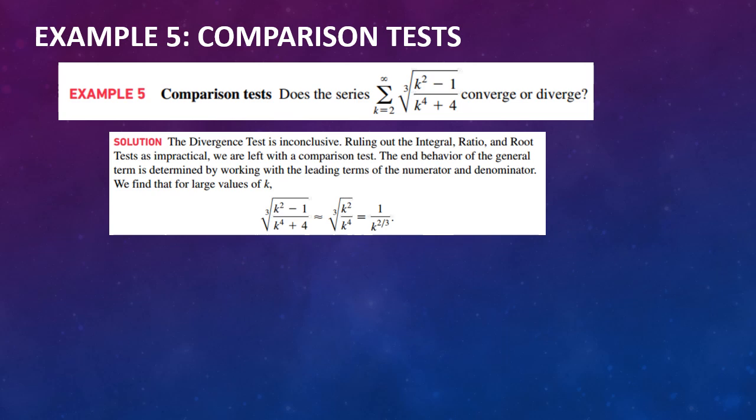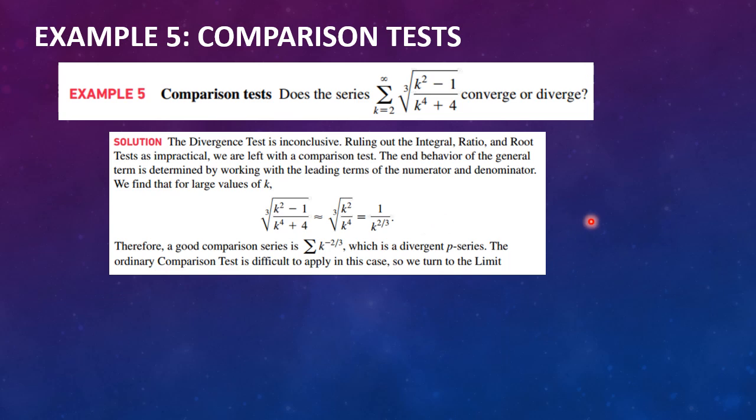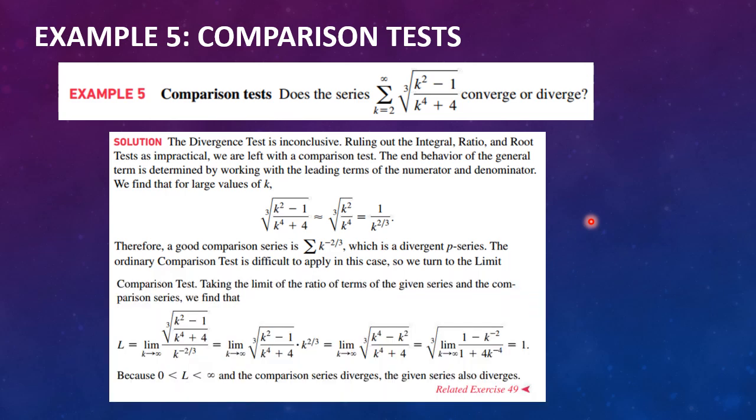The end behavior of the general term is determined by working with the leading terms of the numerator and denominator, and we find that for large values of k, the cube root of k squared minus 1 over k to the 4th plus 4 is approximately equal to the cube root of k squared over k to the 4th. And we can simplify this into 1 over k to the 2/3. Therefore, a good comparison test is the summation of k to the negative 2/3, which is a divergent p-series. The ordinary comparison test is difficult to apply in this case, so we turn to the limit comparison test.